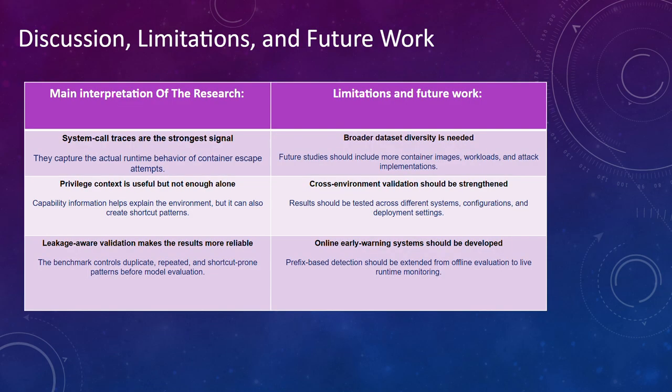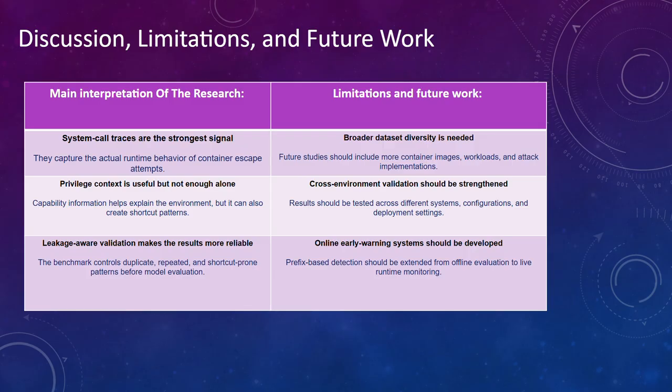Some limitations, discussion, and future work we can mention are as follows. The main interpretation we can get from our research is that system call traces are the strongest signal. They capture actual runtime behavior of container escape attempts. Privileged context is useful but not enough alone. Capability information helps explain the environment, but it can also create shortcut patterns. Leakage-aware validation makes results more reliable. The benchmark controls duplicate, repeated, and shortcut-prone patterns before model evaluation.